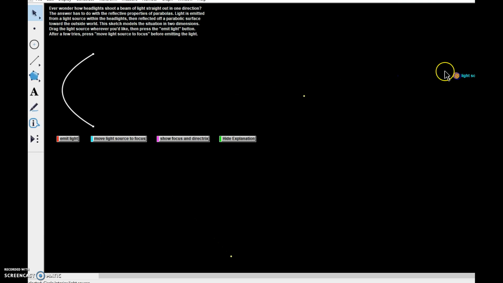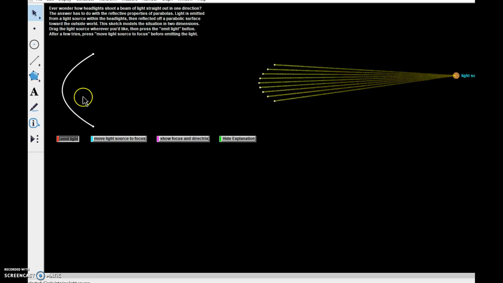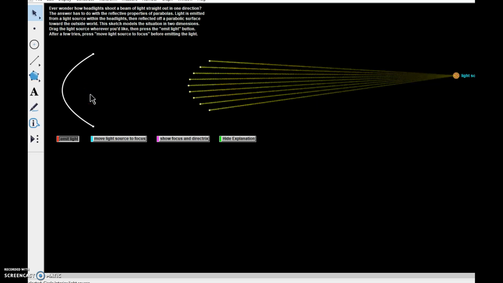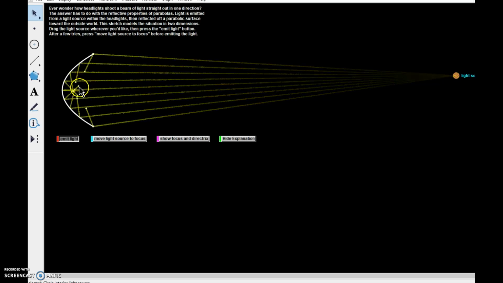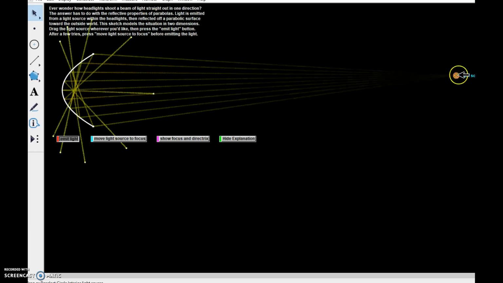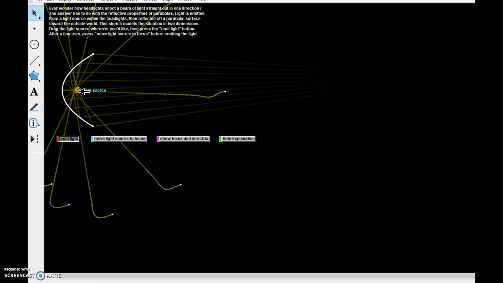I lost my spot. Where was it? If we find that spot, and that's the focus, if we put the light at the focal point, then we should see a reverse phenomenon, I guess. So it looks like it might be right there. So let's try to get the light source right at that spot.